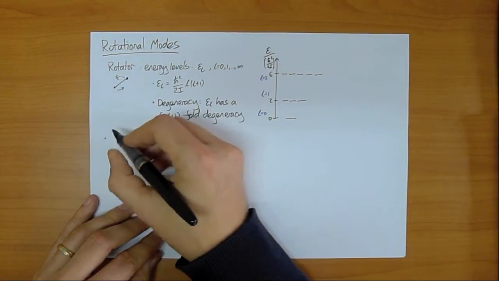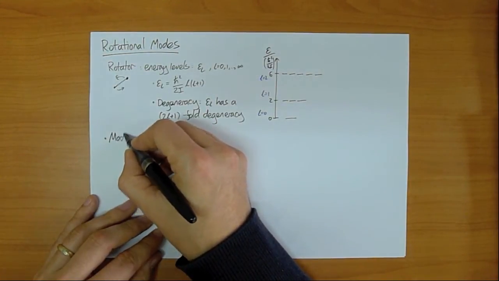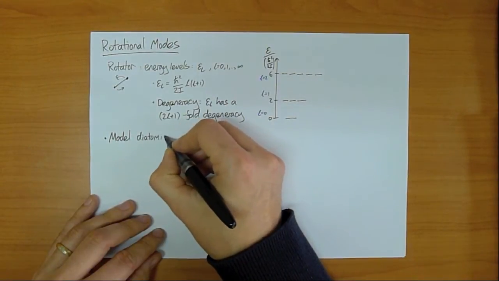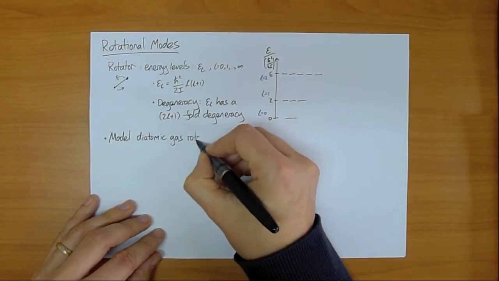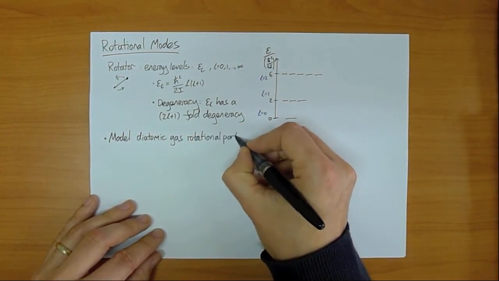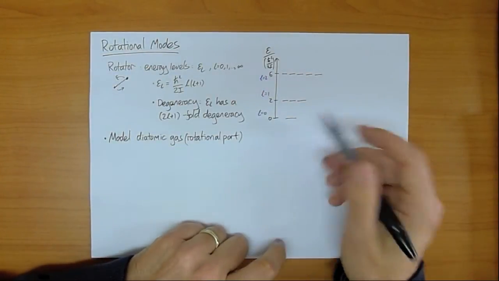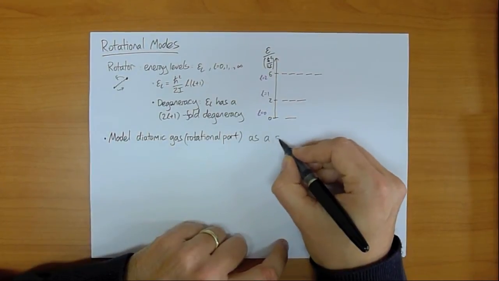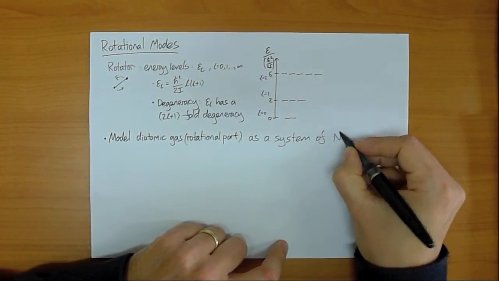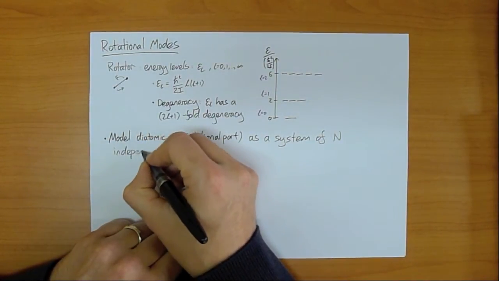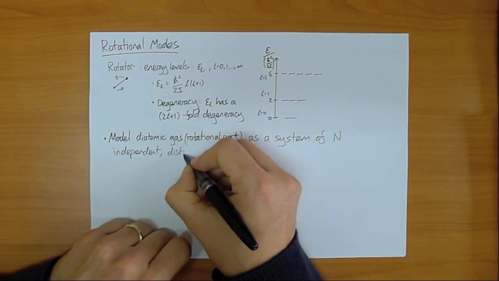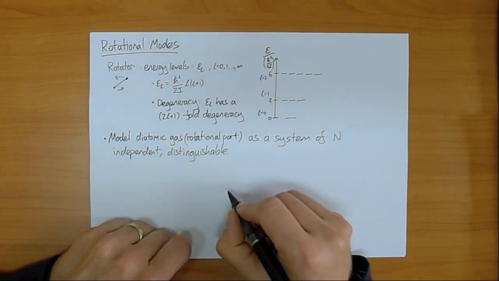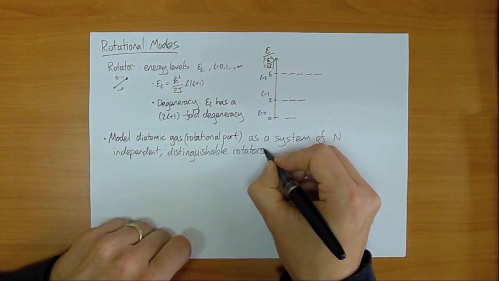Okay, so we're going to model the diatomic gas rotation part as a system of n independent, distinguishable rotators. Okay. So each molecule is a rotator.